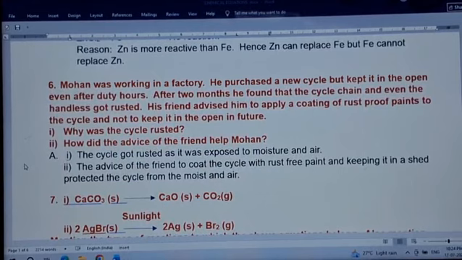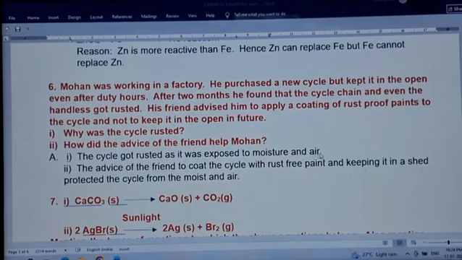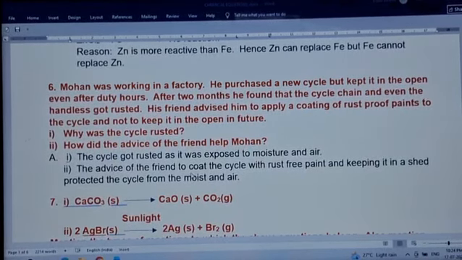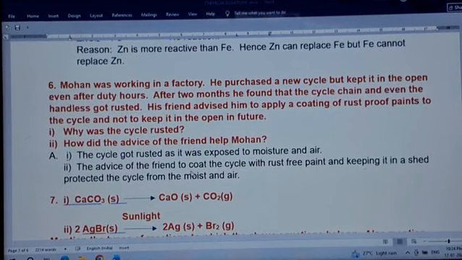See, first one, why was the cycle rusted? The cycle got rusted as it was exposed to moisture and air. See, children, the quality of iron, usually iron is so hard, you cannot break it. A lot of procedure should be followed to cut it. But when you expose that same iron to water and also to air, that is called moisture-laden air, then immediately the rust formation takes place.